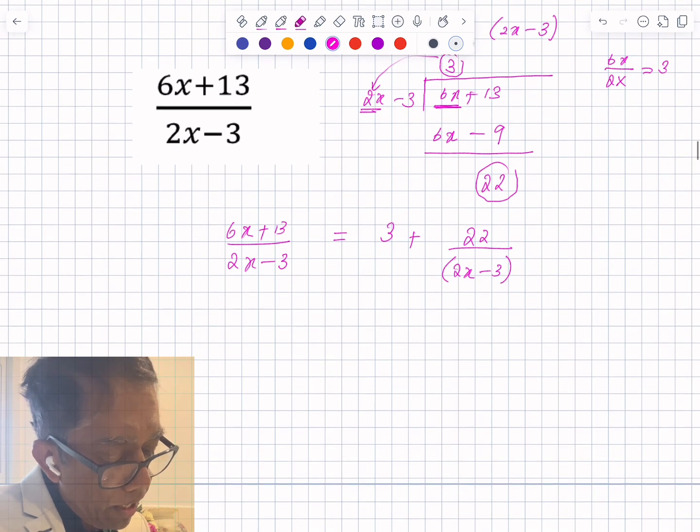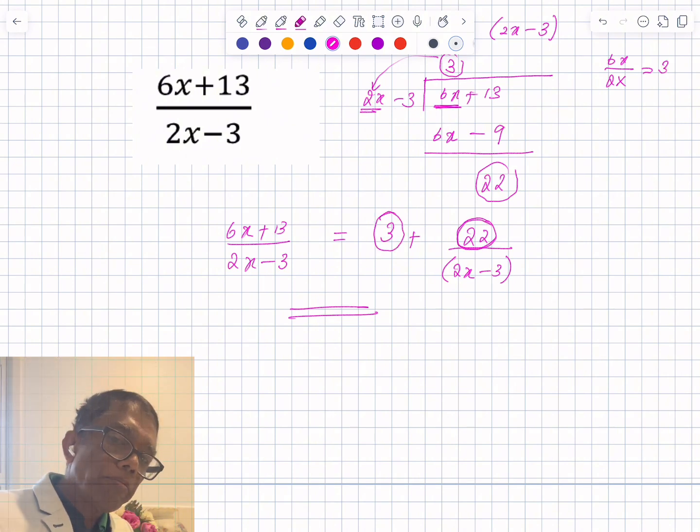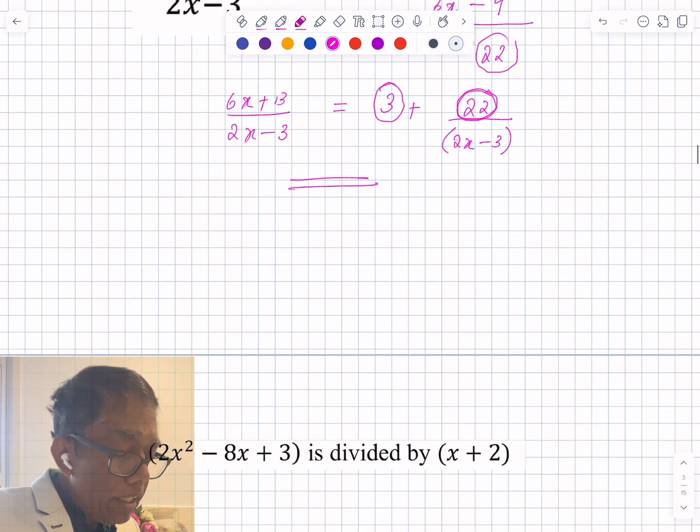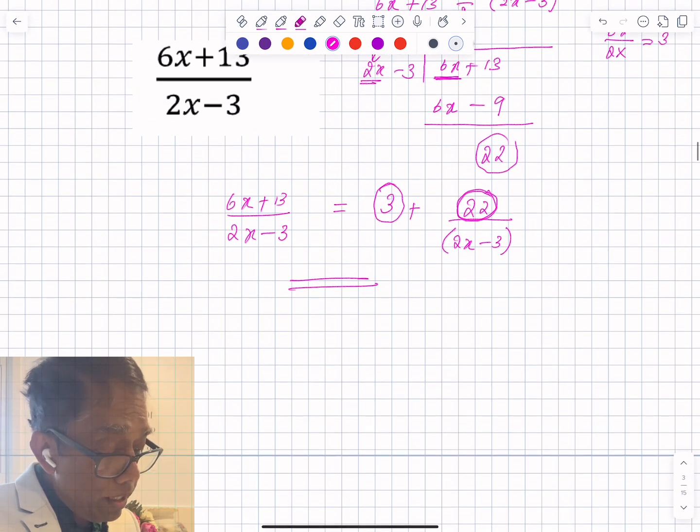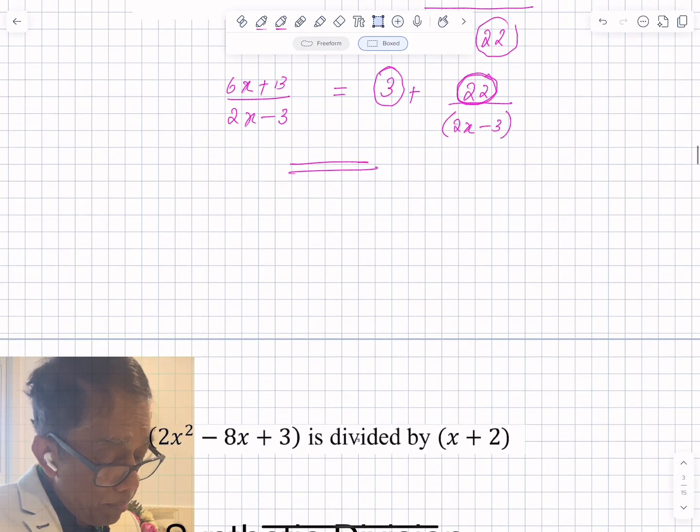This is the final answer. This is the quotient. This is the remainder. Okay. Now let's go beyond. Let's go to the next example.